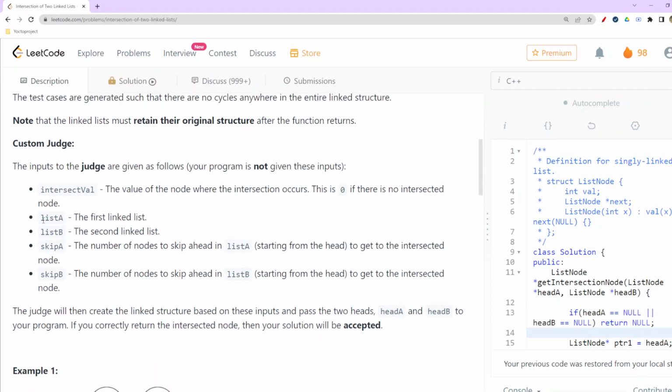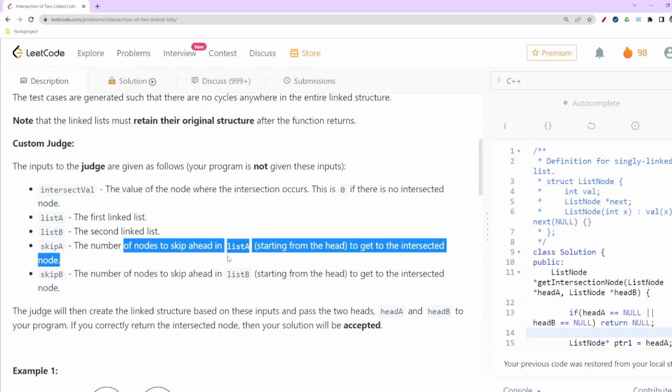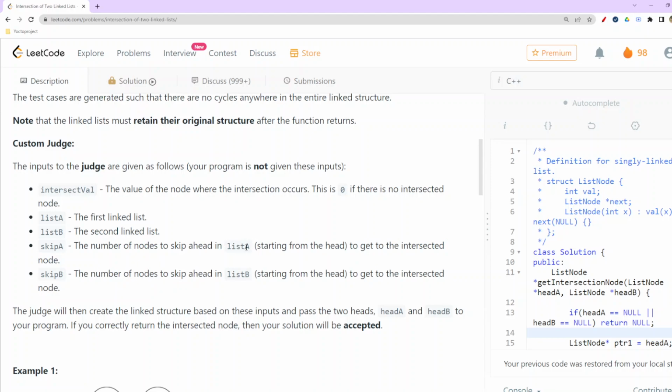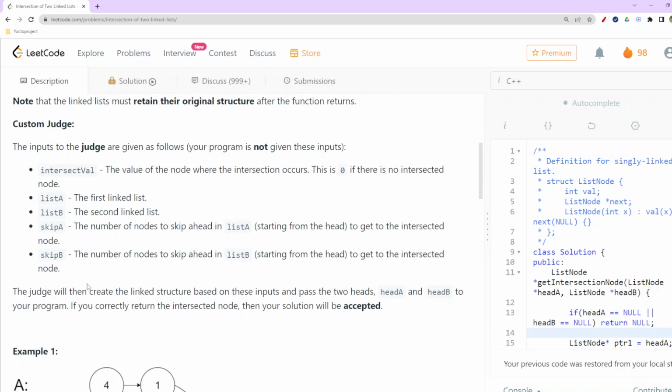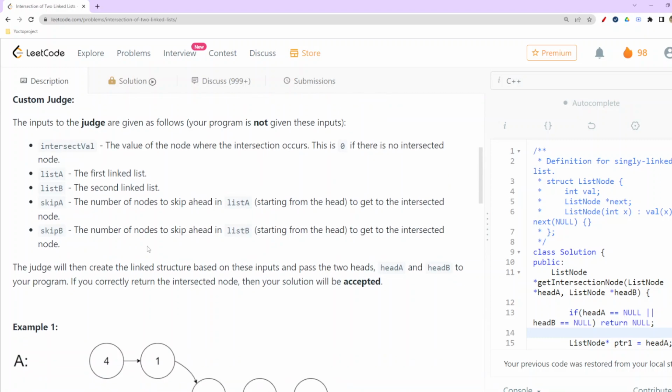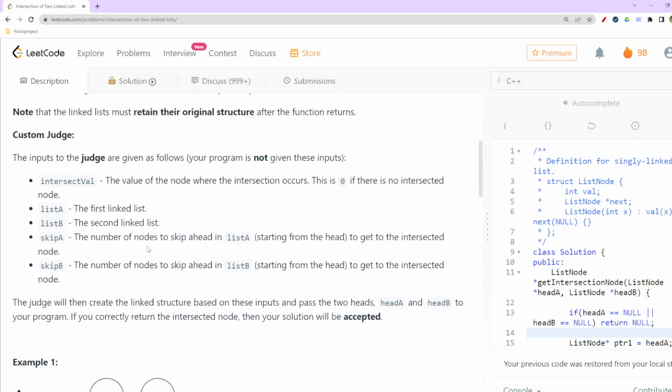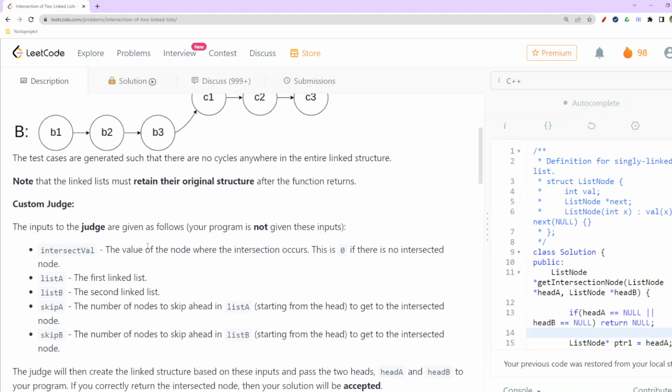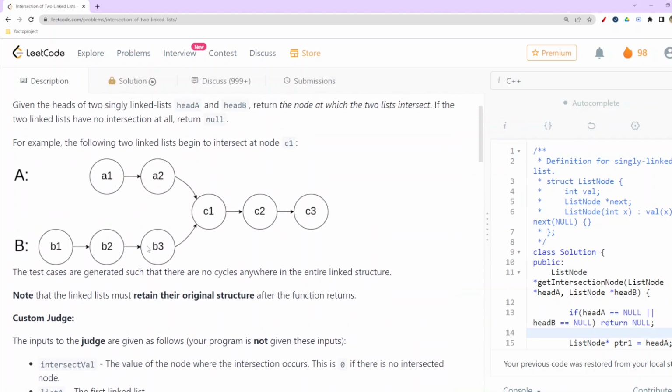And further, listA is the first linked list, listB is the second linked list, and skipA is the number of nodes that are required to be skipped in list A, starting from the head, to reach the intersected node. And skipB is again the same for B. So these are the things, and this was all about the explanation of the question.